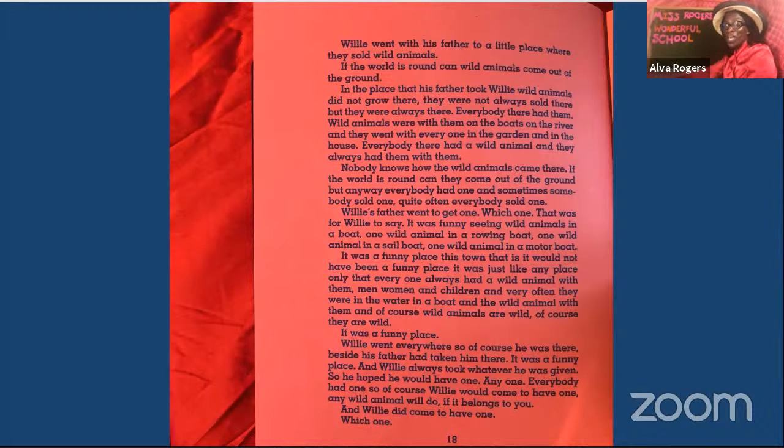Nobody knows how the wild animals came there. If the world is round, can they come out of the ground? But anyway, everybody had one, and sometimes somebody sold one. Quite often, everybody sold one. Willie's father went to get one. Which one? That was for Willie to say.